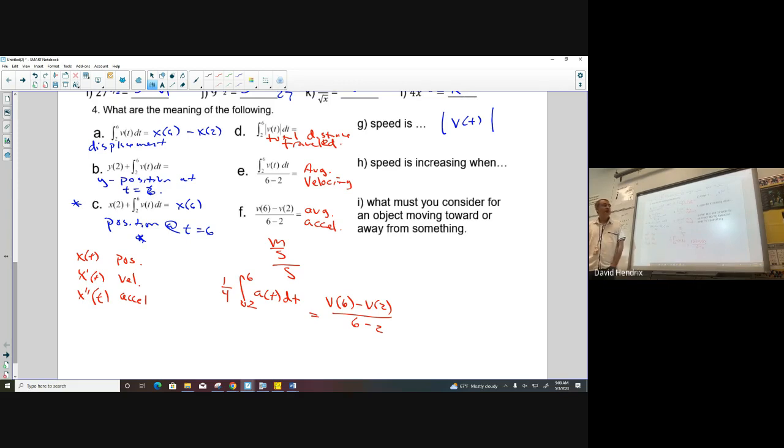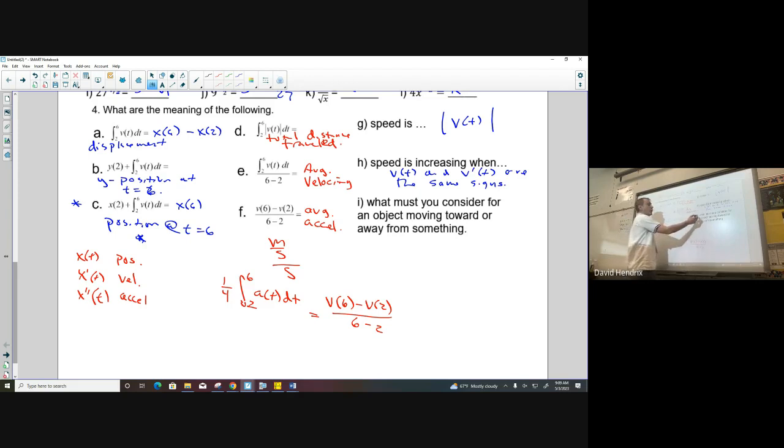All right, so sometimes you're asked when speed is increasing. What's going to have to be true for speed to be increasing? Velocity and acceleration, or v prime of t, are the same signs. When you have to answer these on an FRQ, make sure you are specific. Don't just say, oh, because they're the same signs. You need to say that v of t and v prime of t are the same signs. And remember, v prime of t is the acceleration.